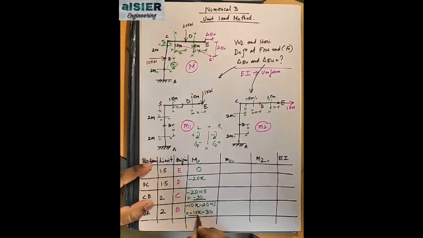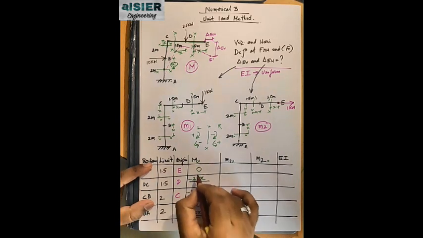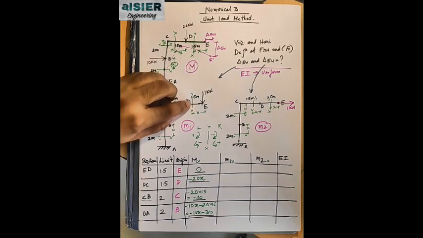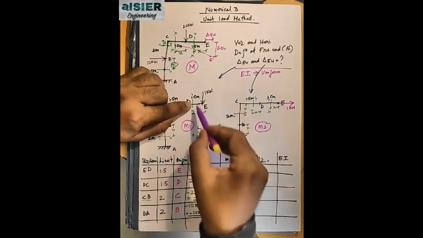So this is one equation, and these are the equations. Now we will calculate for M1x. To calculate for M1x, we will refer to the M1x diagram. So for the first region ED, this is the section, right? We will consider the right side of the section.